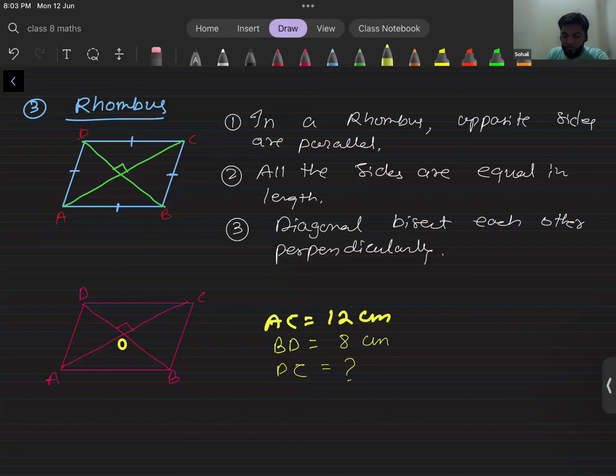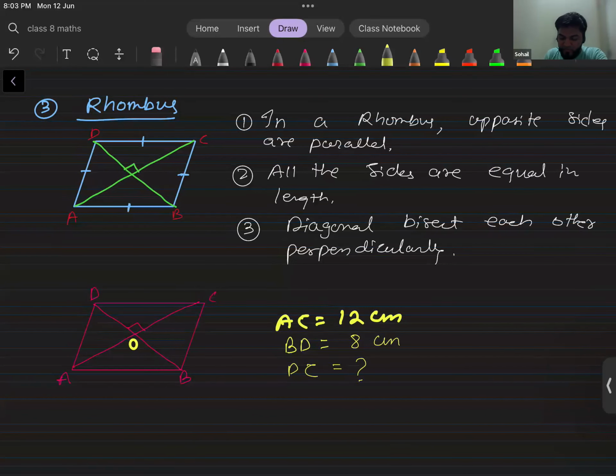So we can quickly do that. Look, if the measurement of AC is 12 centimeters, then OC is going to be 6 centimeters, since the diagonals bisect each other. The whole measurement is 6 plus 6, that is 12 centimeters of AC. The diagonals bisect each other into equal halves. And BD, the whole measurement, is 8 centimeters, so it is 4 and 4 here. So your question is to find the measurement of DC here.